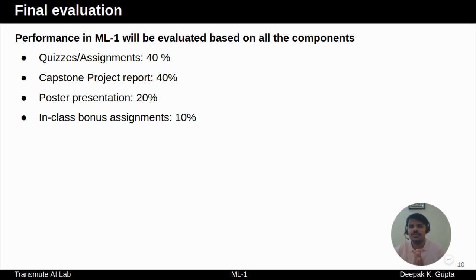The final evaluation will be on 4 different aspects. The quizzes and assignments are going to comprise 40%. The structure of the quizzes might vary from simple questions to doing theoretical derivations as well. There will be a capstone project which is going to be graded for 40%. The poster presentation, how you present your work and communicate your machine learning findings, will be 20%. And then during the course lectures, we will have in-class bonus assignments that will be 10%.